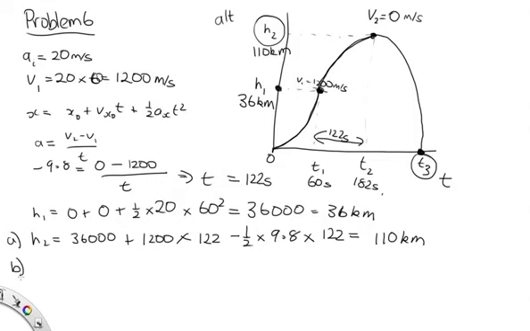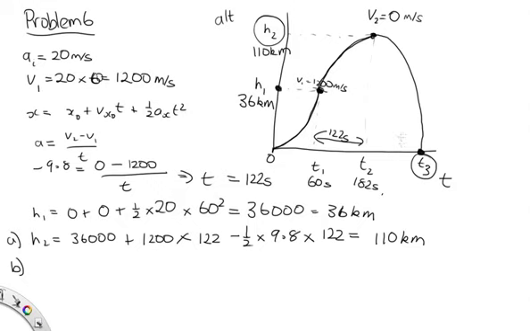For part B, we're asked to find this time here. So we've got the time from here to here, 60 seconds, and from here to here. So we've got that time. Now what we need to work out is the time for it to get back to Earth. What we know is the initial height and the final height. It starts 110 kilometers above the Earth and ends up on the Earth's surface.